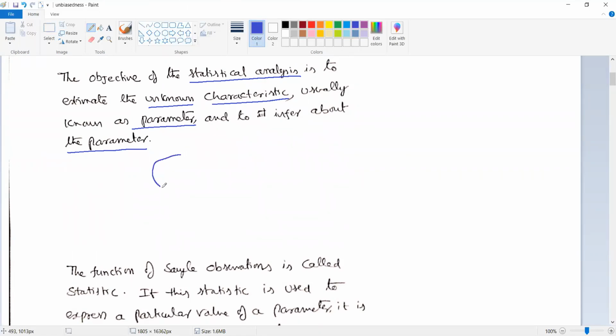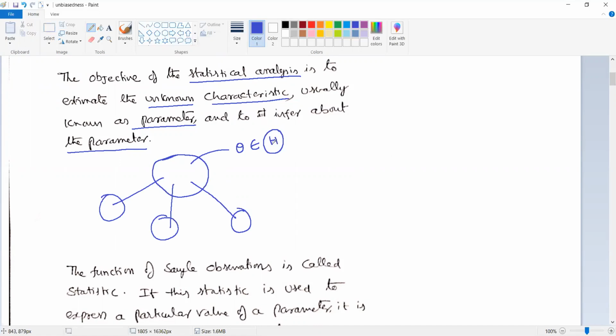For example, here is a population. Several samples are drawn from this population. Population parameter is usually denoted as theta. Theta belongs to the parametric space; I will give the complete meaning of the parametric space. Now here we have to estimate the unknown population characteristic theta. It is called parameter. Several samples are drawn from this one.